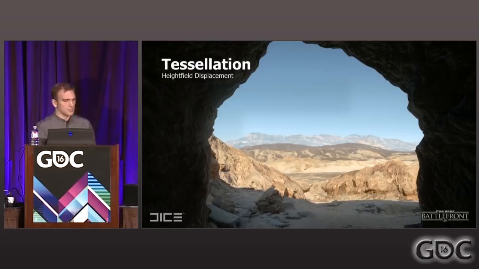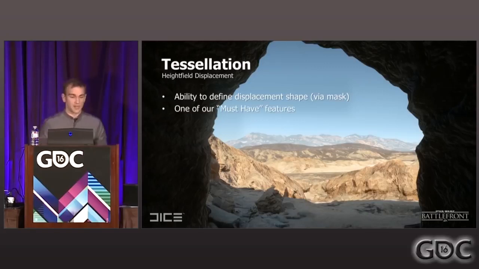Mesh displacement also led to terrain displacement and height field displacement, which is also something that was implemented by the Dragon Age team. So we were able to define the displacement shape via a mask on the terrain. This was actually one of our must-have features.